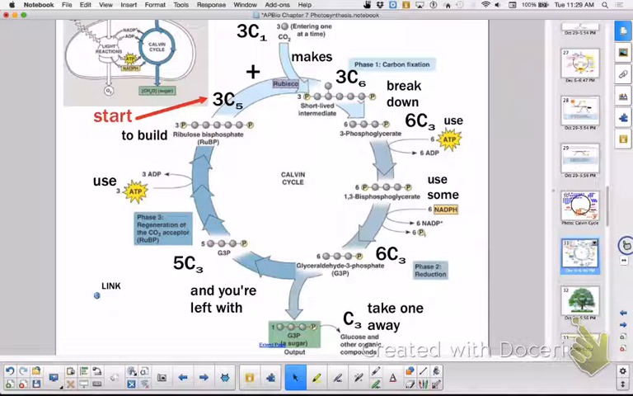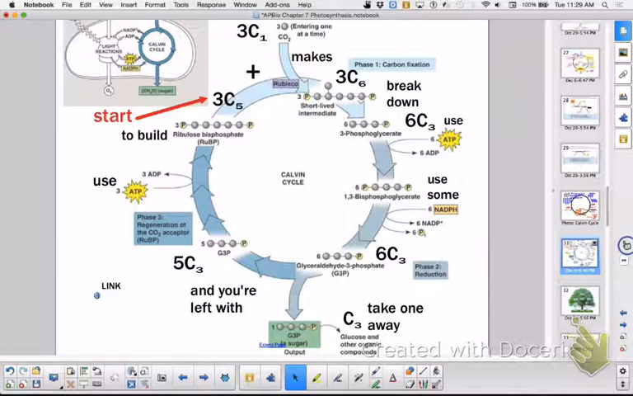3C5 plus 3C1 makes 3C6. Break down to 6C3. Now go grab it. Use some ATP.